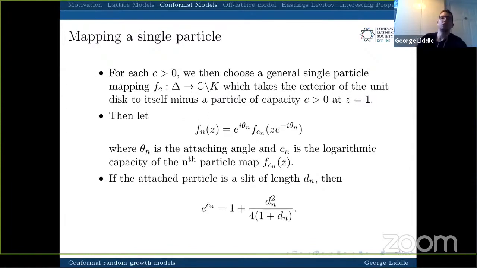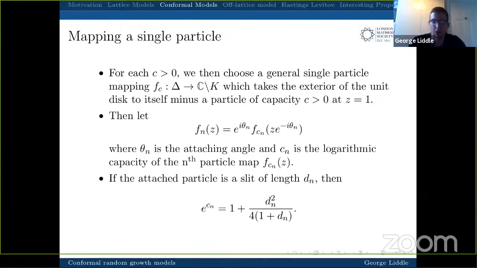So how do we actually construct these models? Well, it's done in two parts. The first thing we need to do is define how we attach a single particle onto the boundary of a disk. And then we take several of these maps and we compose them together in order to form the cluster. And that's the second step that we need to consider. So the first step is, how do we actually attach this single particle?